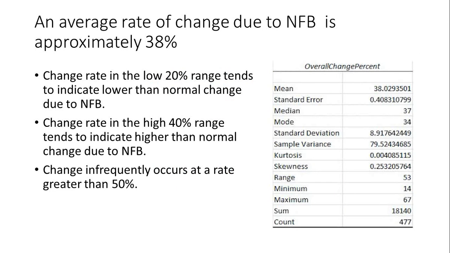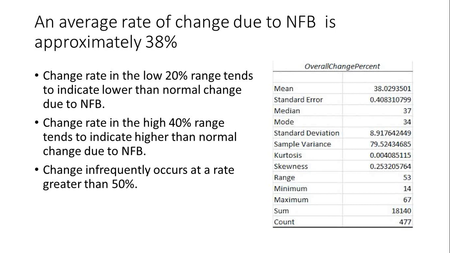Here's statistical output from a statistical package that I'm using. In order to get a sense of the average rate of change due to neurofeedback, we looked at, in this case, 477 high-quality 19-channel maps done on a BrainMaster. And we ran these maps through NeuroGuide, just so nobody could complain about the quality of our measurements. So, a really high-end, research-grade analysis system. And we looked at the change rate: in the low 20% range indicates lower than normal change due to neurofeedback. A change rate in the high 40% range tends to indicate higher than normal change due to neurofeedback. And change infrequently occurs at a rate of greater than 50%.